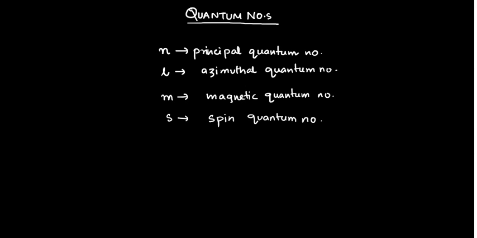The first one is the principal quantum number, which is denoted by n. Next one is the azimuthal quantum number, which we also call the orbital angular momentum quantum number, which is denoted as L. Then comes the magnetic quantum number, which is denoted as M. And lastly, the spin quantum number, which is denoted as S. Now, if we know about these numbers, we can easily say where an electron is.